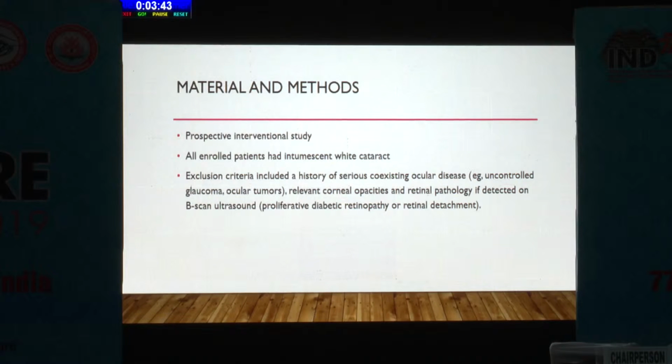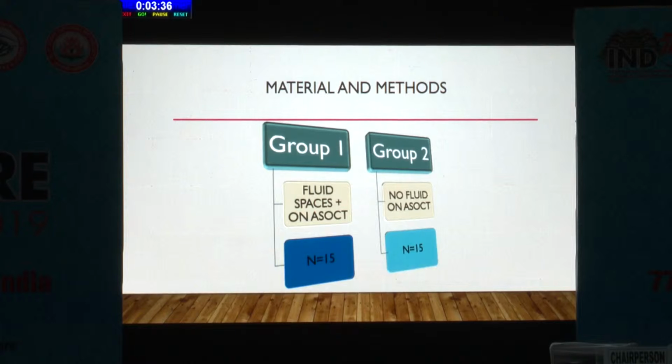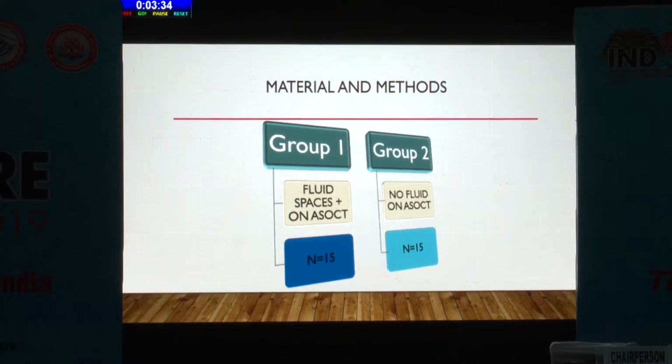So we had a prospective interventional study. All the patients enrolled had white cataracts. Anything with a retinal pathology was excluded. So we made two groups. We had group 1, which had fluid spaces, which is 15 eyes, and group 2 with no fluid spaces.